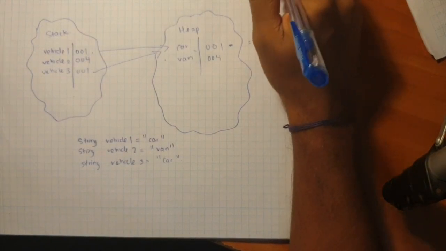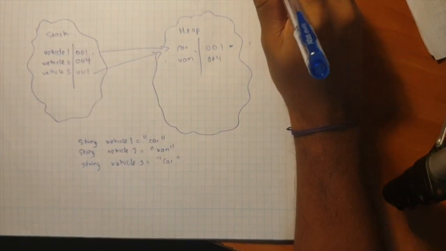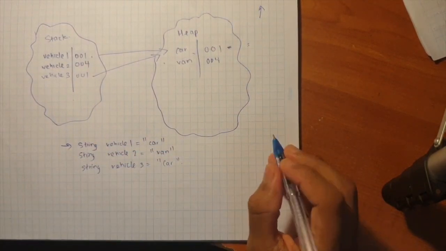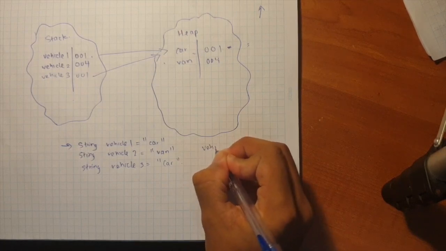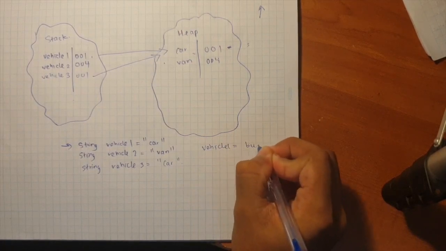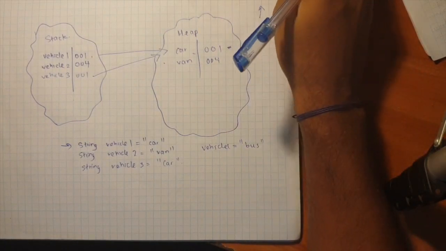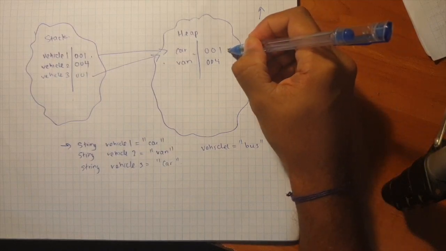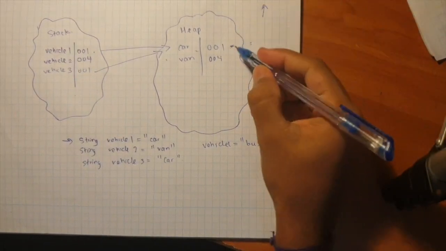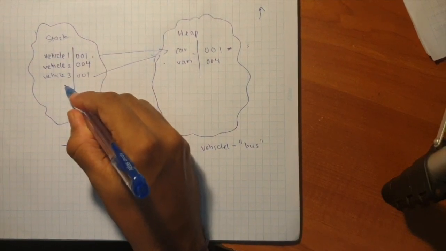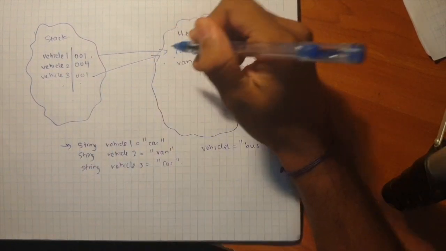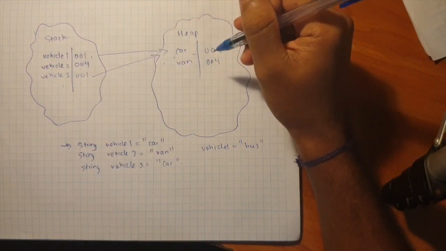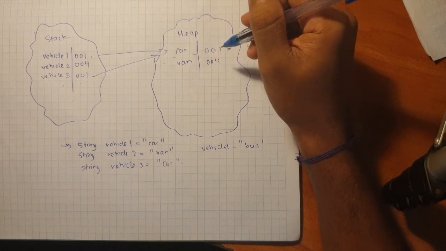Now let's try changing a variable's value. Let's take our first variable, vehicle 1, and change it to vehicle 1 equals bus. What will happen here? Will the value car change? Well, if it changes, then it will affect variable 3 because it has the same reference address. So the answer is no, it shouldn't change. This is another reason why strings are made immutable, and this is known as synchronization.